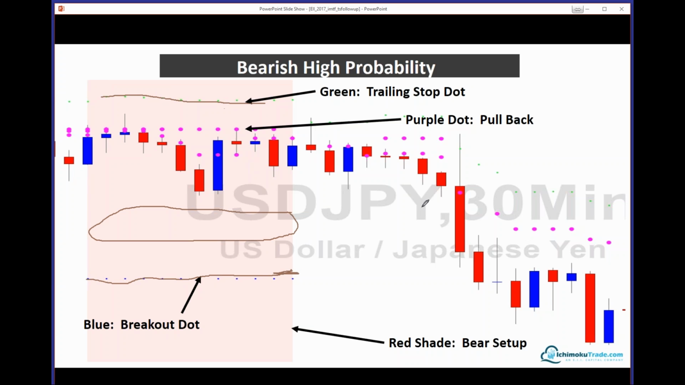Now this is US yen 30-minute. On this trade here, we didn't get any crosses. We did get some purple dots here. So if you're an aggressive trader where you want average probabilities, you could put a short order here at these purple dots, and your stop would be there. Otherwise, you stick to breakout trades, which is pretty much right there. So that's the bearish setup. We have shaded areas for both the bullish and bearish, so you guys could use that anytime you want.